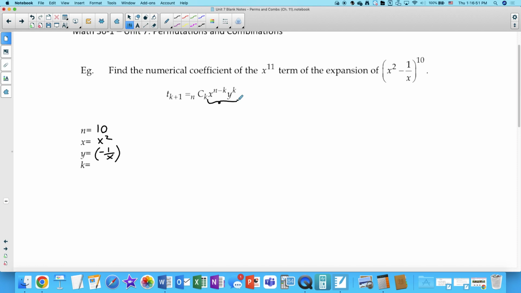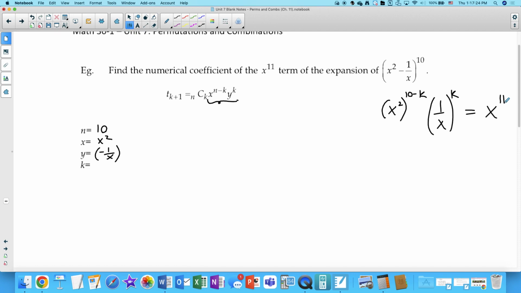So my x, quote unquote, x is x squared. So this will be x squared to the 10 minus k, times 1 over x to the k. That has to equal x to the 11. And for whatever k value that's true, that will help me get my term number, because the term number is k plus 1.